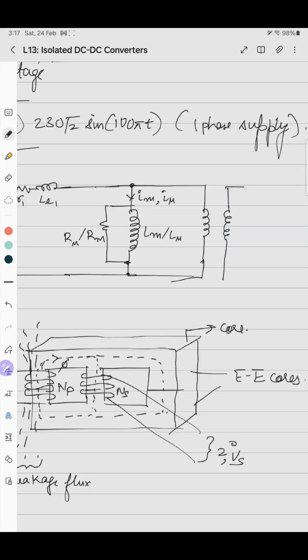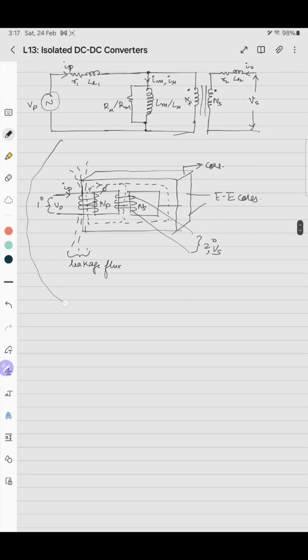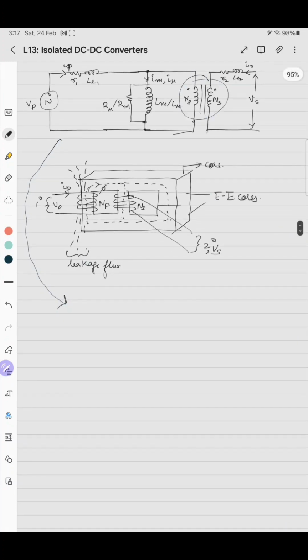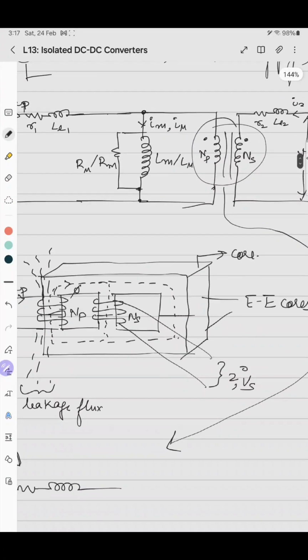Similarly, the secondary voltage is directly induced, so there is no magnetizing component present. This is the dot convention. This is R2, this is LL2, and this is I2, this is VS. This is NS, this is NP. If we want to get rid of this transformer and represent it as a circuit, it is like this. Usually this RM component is very high. So this is the no load loss component, and the other one is the magnetizing component.